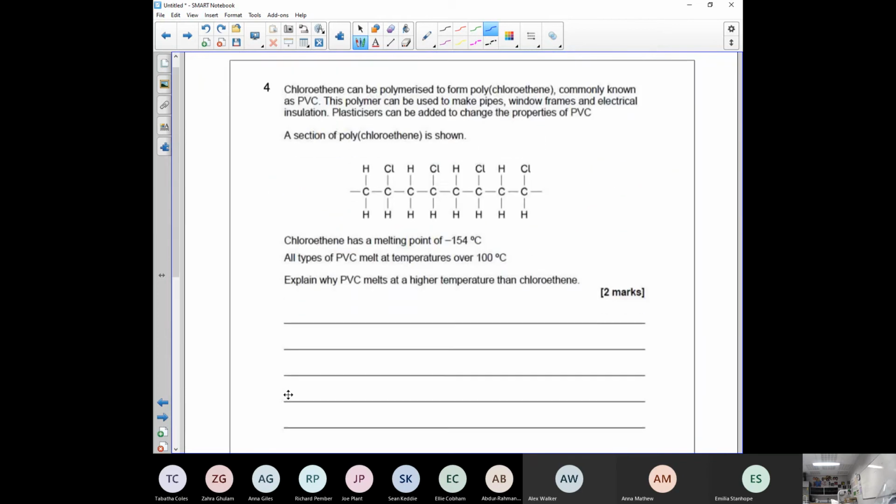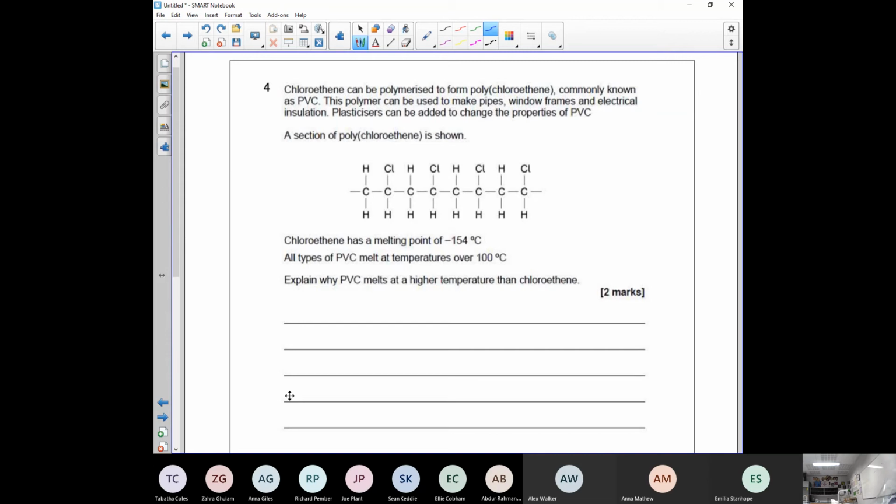Right, last question, a bit about polymers. I feel like sometimes this is the part of alkenes that everyone wants to forget. Chloroethene can be polymerized to form polychloroethene, commonly known as PVC. This picture is what PVC actually looks like. This polymer can be used to make pipes, window frames, and electrical insulation. Plasticizers can be added to change the properties of PVC.